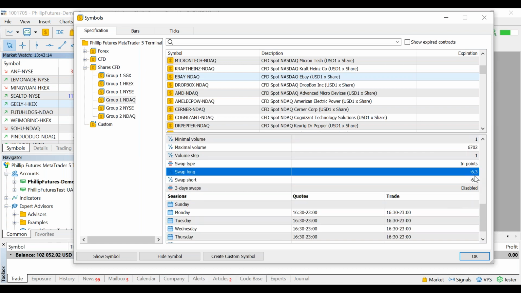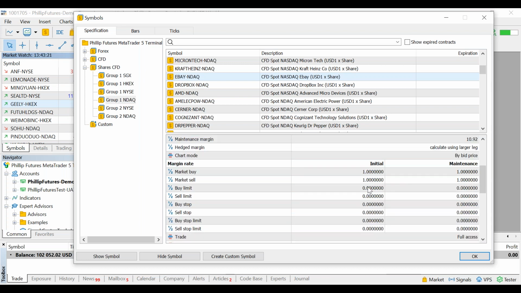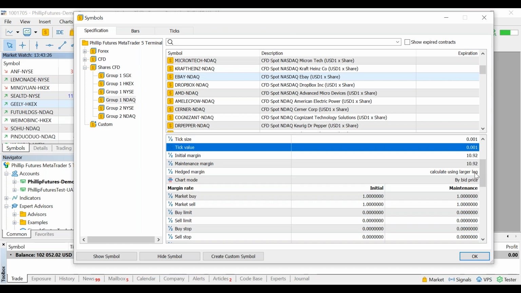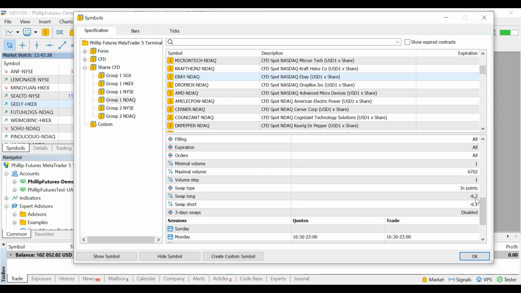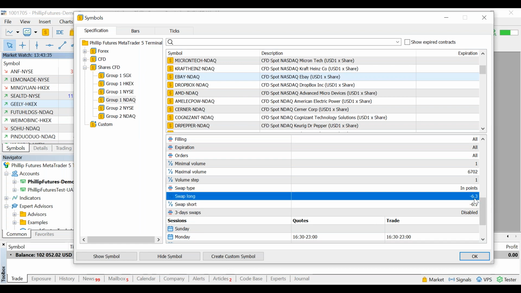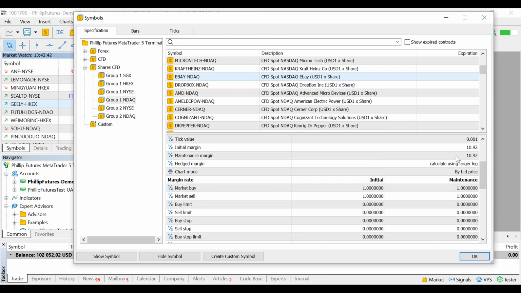So how you calculate the nominal amount? The final amount of swap is by taking this swap long, if you're in a long position, take a minus 6.3 times this tick value, so 0.001 times this. Okay, so it is just a very small amount of swap. It is not $6. It's not that much. Okay, so just be aware that you have to take this swap long times the tick value to calculate the final swap amount.